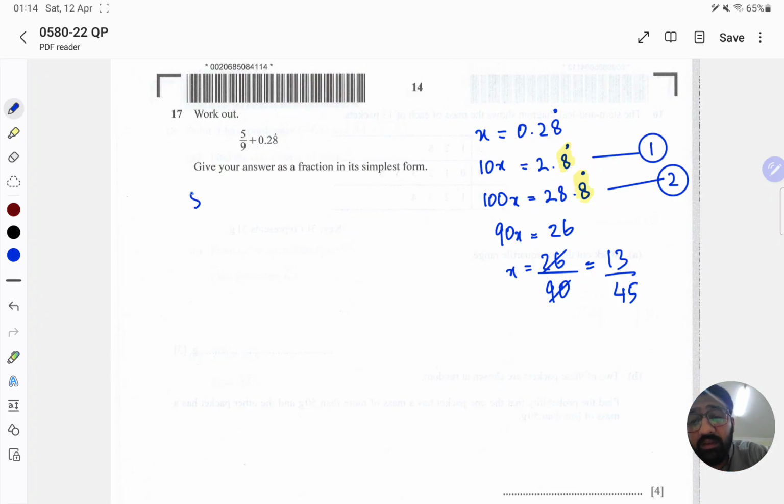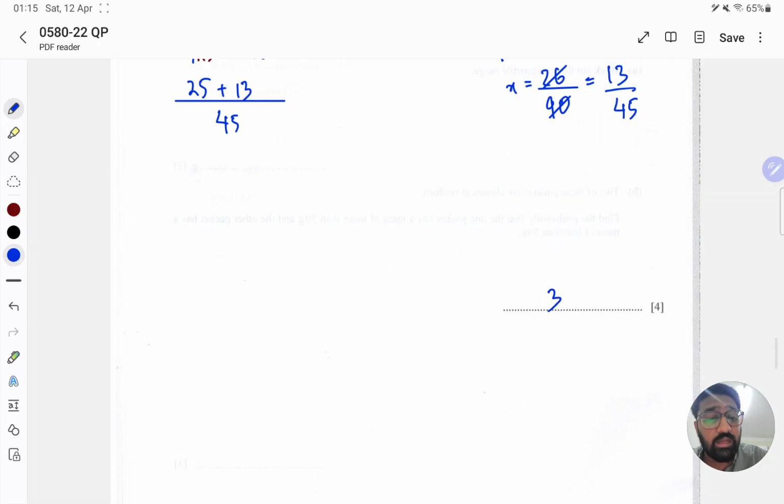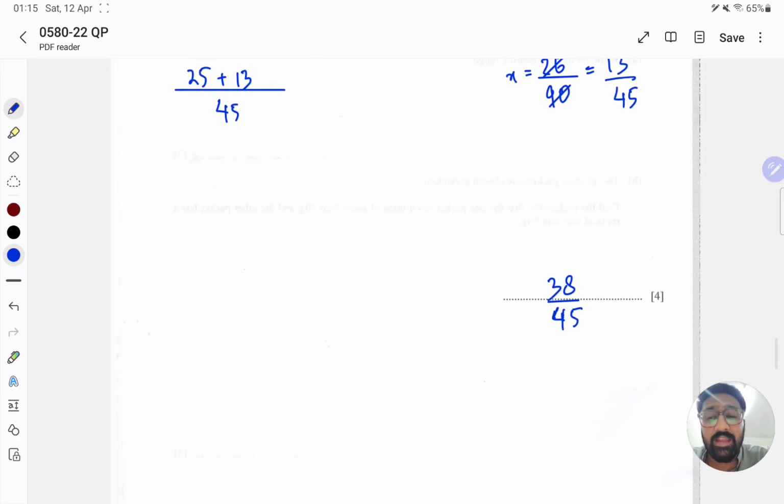Let's substitute it over here. 5 divided by 9 plus 13 over 45. The concept is the same that we did for fractions earlier in algebra. The denominator needs to be the same. We can make 9 as 45 by multiplying it by 5. Whatever I do in the denominator, I'll do the same in the numerator. Denominator is 45 now. So 25 plus 13 is 38. So 38 by 45. They both don't come in the same table, otherwise I would have done the simplification as well.